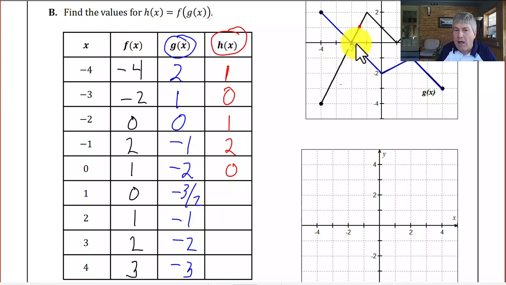So I go to my graph, and an input of -1.5 on f of x gives us an output of 1. An input of -1 into f gives us an output of 2. An input of -2 into f gives us an output of 0. An input of -3 into f gives us an output of -2. So all my h of x values now I have listed.